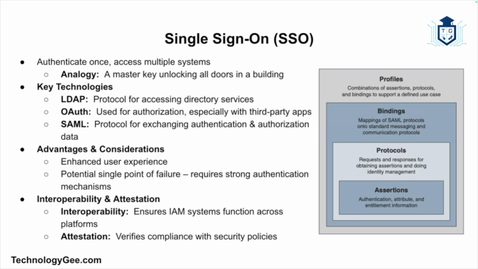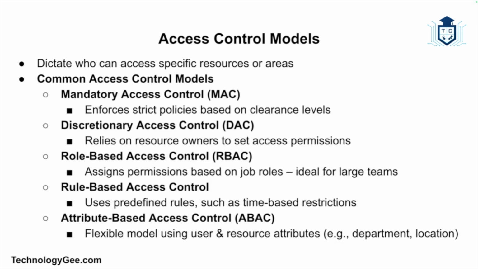Also, we have what is called interoperability and attestation. Interoperability ensures that identity and access management systems work seamlessly across different platforms, while attestation involves confirming compliance with security policies. So think of it as a regular castle inspection to ensure all of your doors are secured.